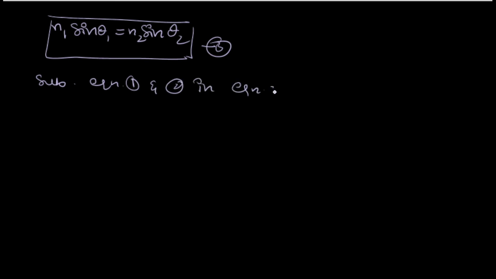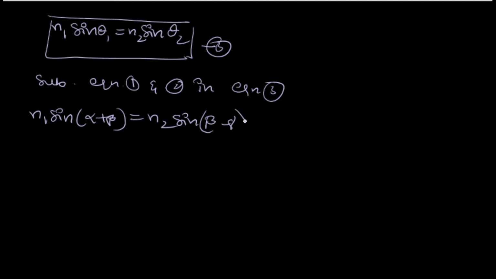Now, substituting the theta 1 value and theta 2 value in equation 3, what do we get? N1 sine of alpha plus beta, since the theta 1 value is alpha plus beta, will be equal to N2 sine of theta 2, which is beta minus gamma. This is equation number 4.